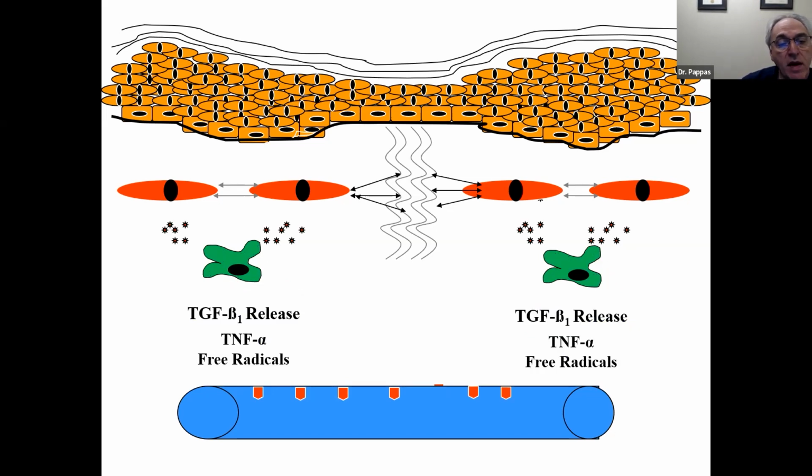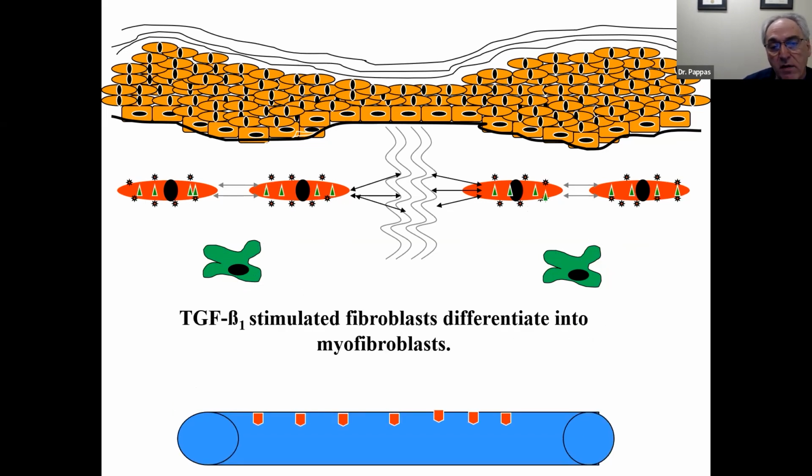But then the macrophage releases cytokines, and the two big ones are TGF-beta1 and tumor necrosis factor alpha, as well as free radicals. Well, we know that the TGF-beta1 binds to the fibroblasts, and what this does is it changes the phenotype of the fibroblast. So instead of the fibroblast producing collagen to help with repair, it turns it into a contractile myofibroblast. And what a myofibroblast does is that it pulls the wound apart.